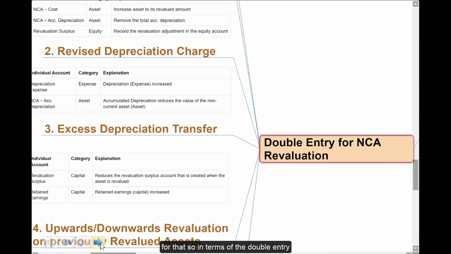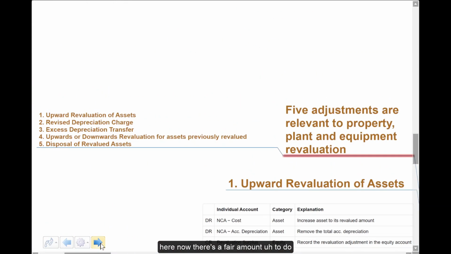So in terms of the double entry here, there's a fair amount to do in this area of double entry for revaluation. So I will slow down a little bit. The 5 adjustments generally relevant to PP&E. The first one is obviously the upward revaluation of the asset. The second one, as you would expect, is the revised depreciation charge given the change. Third one, excess depreciation. I'll explain that in a moment. Number 4, upwards or downwards revaluation for assets previously revalued. And the 5th one, disposal of revalued assets.